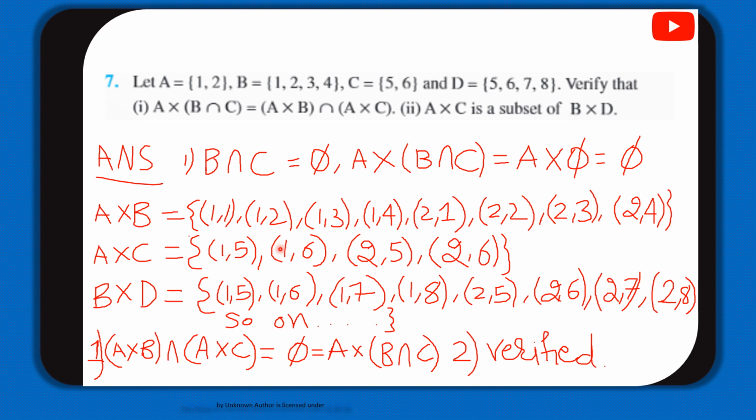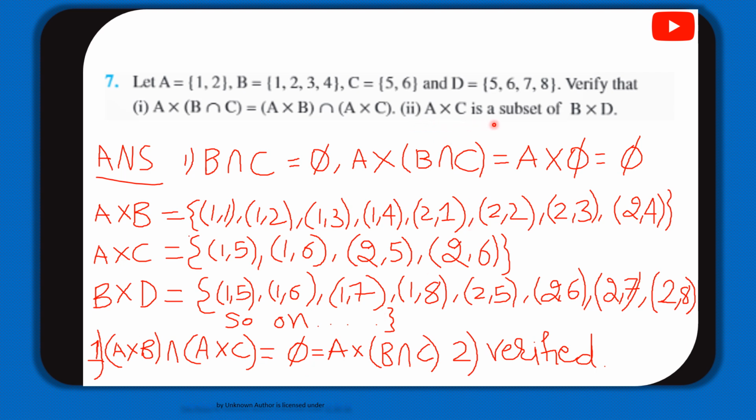(1,5), (1,6), (2,5), (2,6) — nothing. So there are no common elements. So (A × B) ∩ (A × 6) is equal to the empty set. So that is equal to A × (B ∩ C) is the empty set. This is verified. Okay, now let's go to the second.